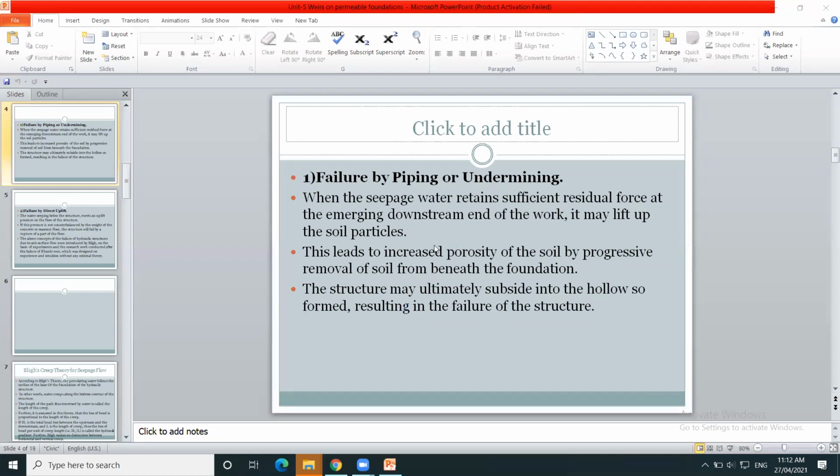Causes of failure of the earthen dam: failure by piping or undermining. How does failure by piping or undermining occur? When the seepage water retains sufficient residual force at the emerging downstream end of the work, that may lift up soil particles.